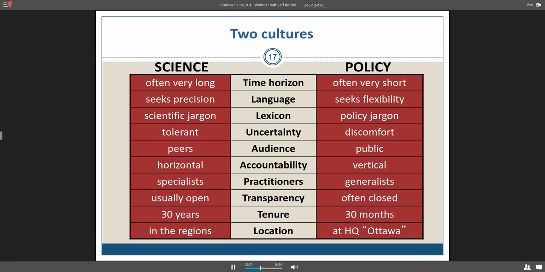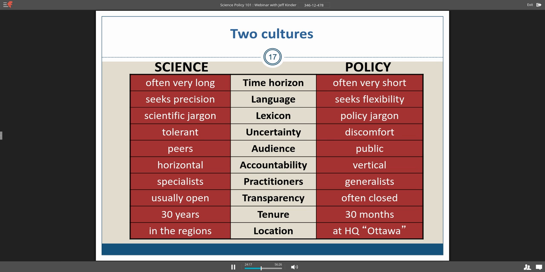But I think one of the big ones is time horizon. In science, we're often working for quite a long time in a particular area; it can take weeks, months, years even to achieve results. Policy tends to be on a much quicker time horizon, and needs input often very quickly. The language we speak is often quite different. Scientists do tend to seek precision in their language, and on the other side, policy prefers a bit more flexibility and prefers to have a bit of wiggle room, if you will, in the language that they're using.